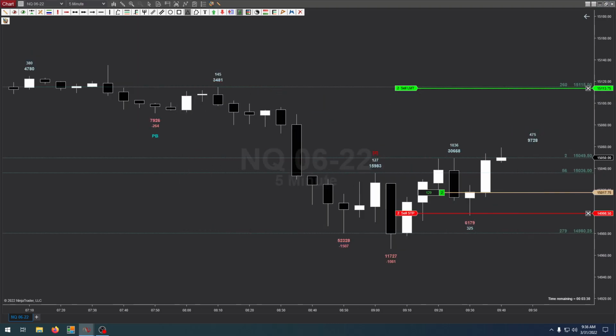Now let's see what we're doing over here. Okay. Testing this level here. We did not close above it here. We're trying to get above it here. We have to pay attention to these numbers here and here. That's possible divergence to roll back over. So you have to be aware of that. I'll move this up here. Wasn't even paying attention to that. This looks like it might want to roll over.